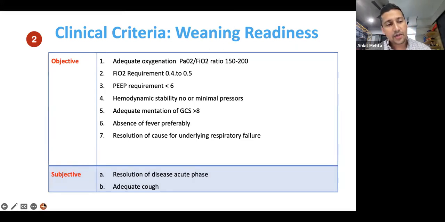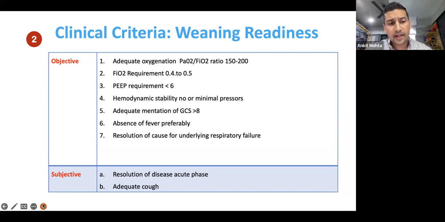So every child, again, you should have this kind of box in your chart, and you should think about whether my patient can go under a weaning readiness. That is done by nurses and respiratory therapists in the West. But in our country, I think we have to discuss this in daily rounds, whether we can do this or not. So that is very, very important.